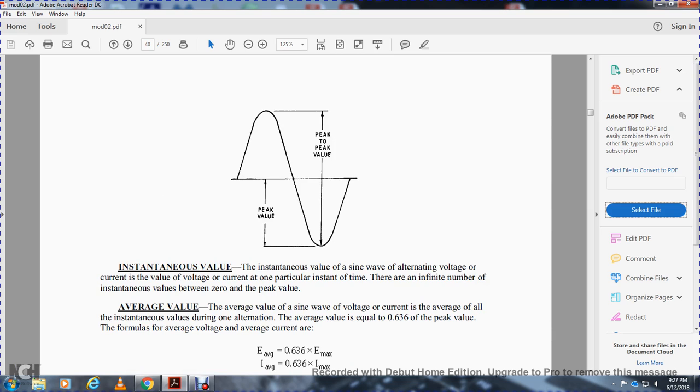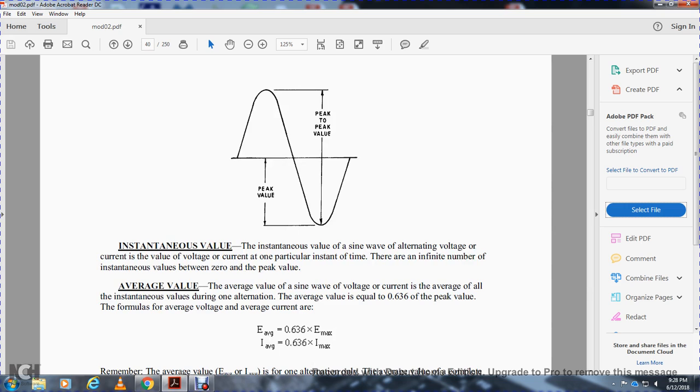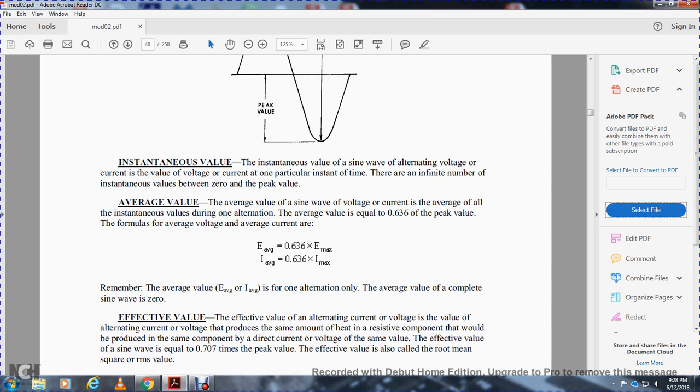Average value. The average value of the sine wave of voltage or current is the average of all instantaneous values during one alternation. The average value is equal to 0.636 times the peak value. The average voltage is 0.636 times the maximum voltage, and the average current is 0.636 times the maximum amperes. Remember, the average voltage and average ampere values are for one alternation. The average value of the complete sine wave is 0.